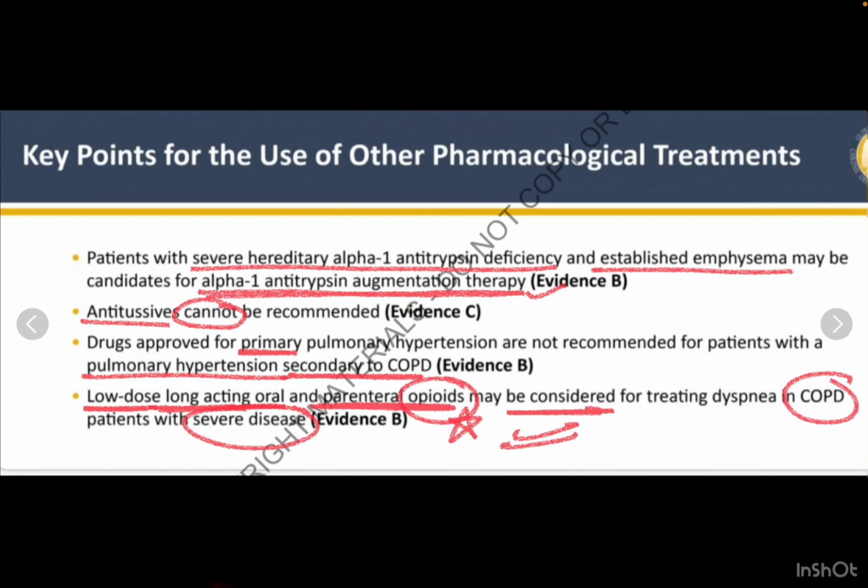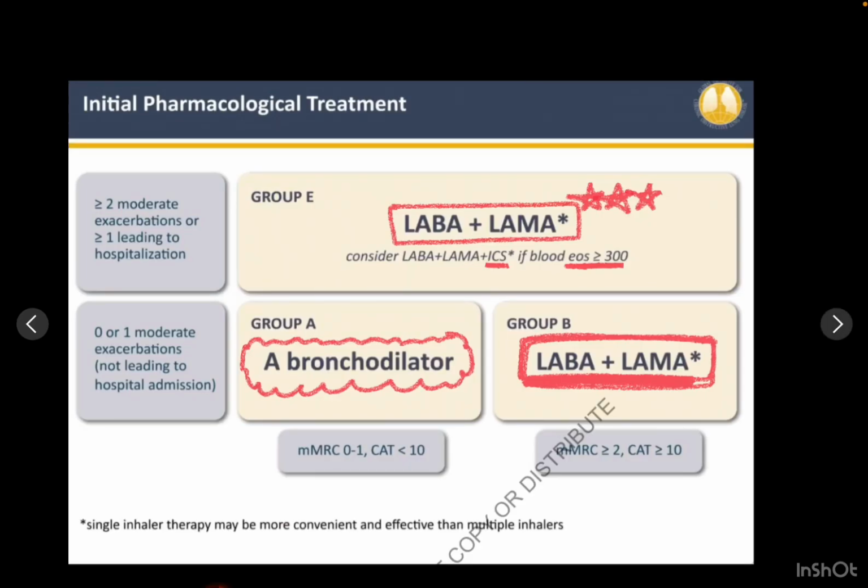Then they are telling about low dose, long-acting oral or parenteral opioids. So low dose, long-acting oral or parenteral opioids can be given in COPD patients with severe disease, like tramadol kind of drug can be given in severe patients with COPD. So now again they are talking.